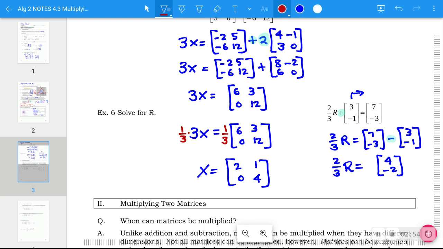Okay, at this stage, we're going to have to get rid of the 2/3, and you do that by multiplying by the reciprocal, 3/2. On the left-hand side, we got a bunch of stuff canceling off, and we end up with r. And then the matrix multiplication on the other side, scalar multiplication, 3/2 times 4 would be 6. And then 3/2 times -2 is just -3. So your answer here is the little 2 by 1 matrix 6, -3.